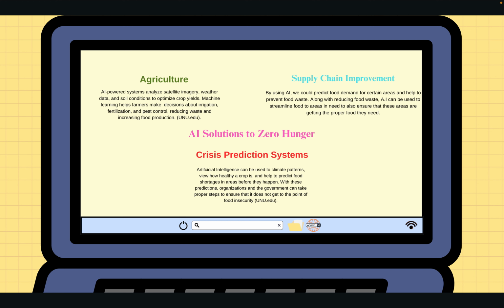And then finally, we have crisis prediction systems that can be instilled. This is where artificial intelligence can be used to predict climate patterns, view how healthy a crop is, and help to predict food shortages in areas before they happen. With these predictions, organizations and governments can make sure to take the proper steps to ensure that it does not get to the point of food insecurity in these areas.